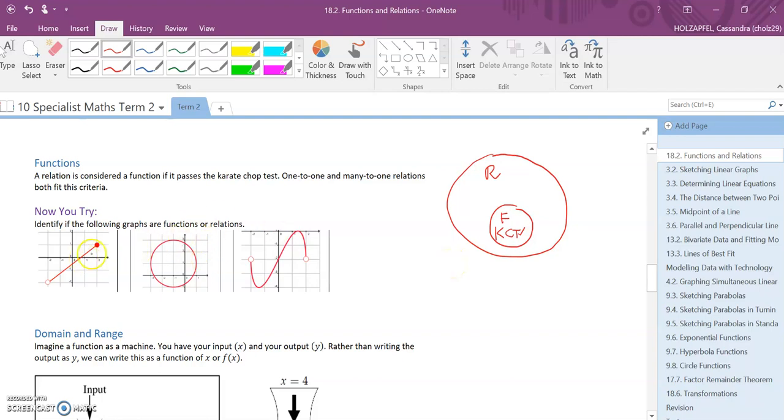So I want you to have a go at these, right? I want you to pause the video. I want you to do some karate chop tests, and I want you to tell me if these are going to be functions, in other words, if they pass the karate chop test, or if they're a relation.